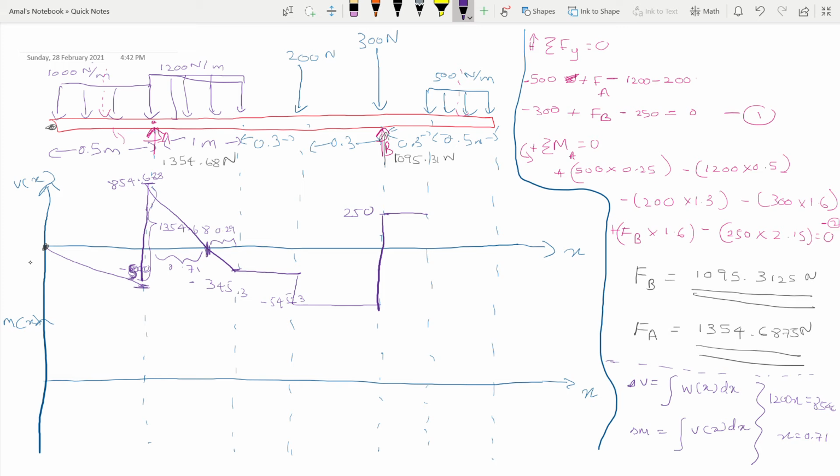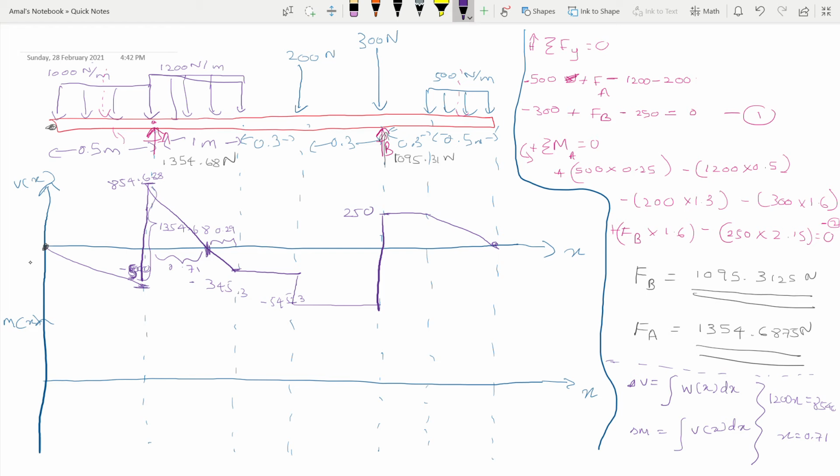And now we have a 500 Newton per meter distributed load that's distributed for 0.5 meters. So what is the change in shear? The area under the distributed load, which is 250, right? So from 250 here, it's going to go down to 0. That's how you know you ended up drawing it correctly, because you have to end where you started. If you started at 0, you have to end at 0.